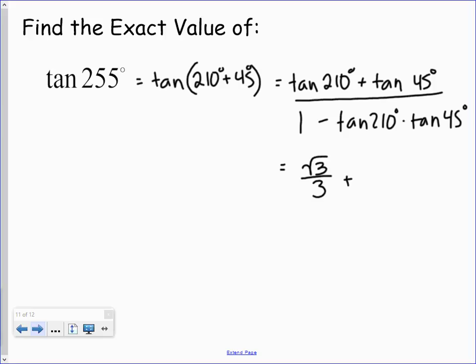And then what is my tangent of 45? 1. I'm doing 1 minus, and then I do the square root of 3 over 3 times 1, which can I just write minus the square root of 3 over 3? You okay with that? Do a little bit of work.